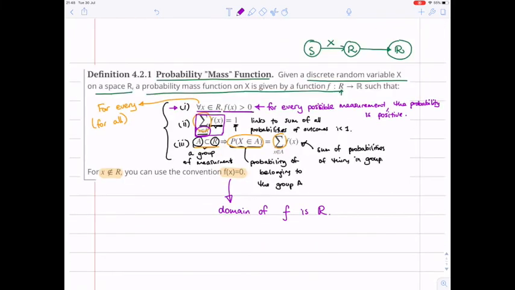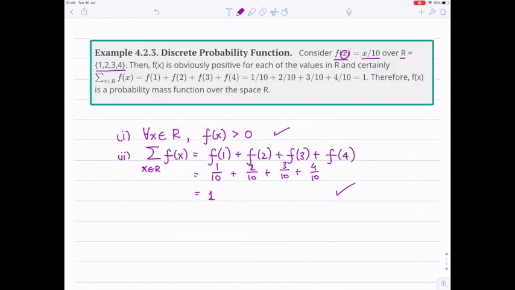Now we need to just check the third condition. Well, there's not a lot to check here. We're basically just making sure that if we take any group A within our R, then the probability of x being an element of A is given by the sum of the probabilities of things in our group. And that's more a statement about a probability mass function than something we have to check. So in fact, with just checking these two things, we're done. So this is an example of a discrete probability function.